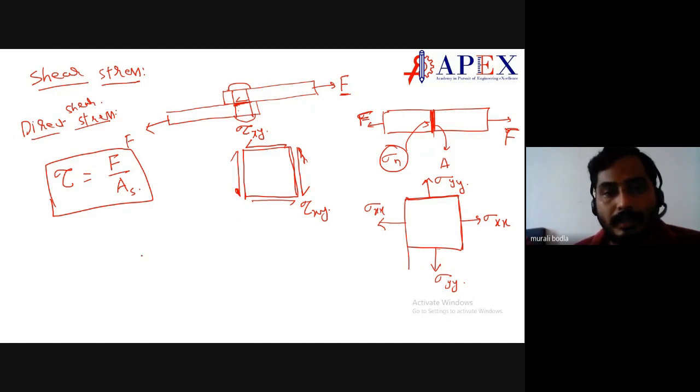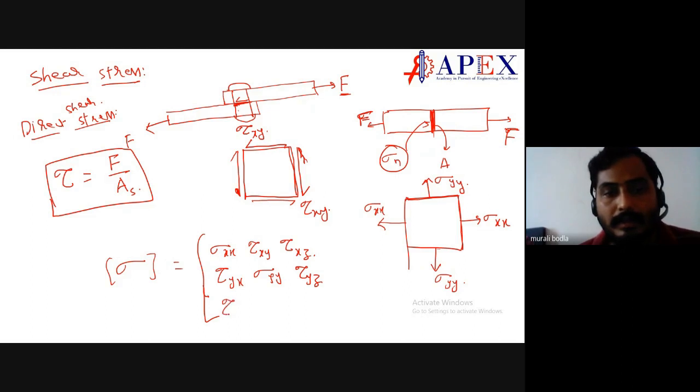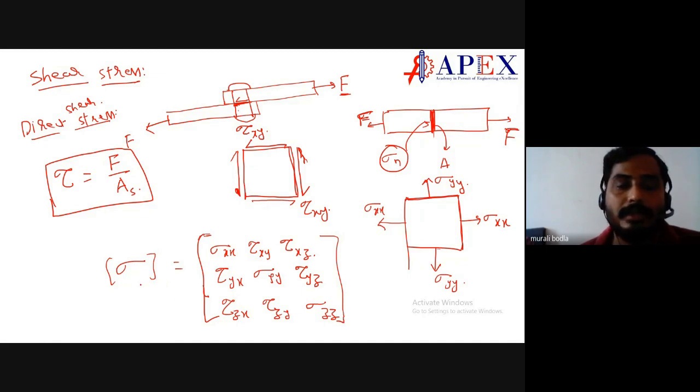So basically, the complete state of stress can be represented in 3 dimensions. Sigma xx, tau xy, tau xz, and tau yx, sigma yy, and tau yz, and tau zx, tau zy, and sigma zz. So this is a complete state of stress. We call it an element in 3 dimensions. Okay, so this combines maybe normal stress or shear stress. So based on that, you will keep them.